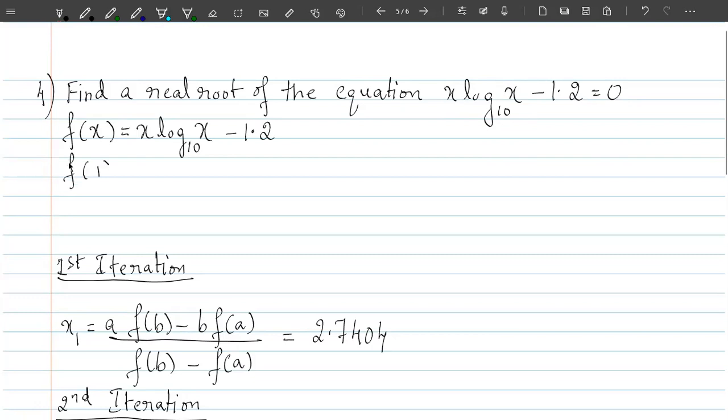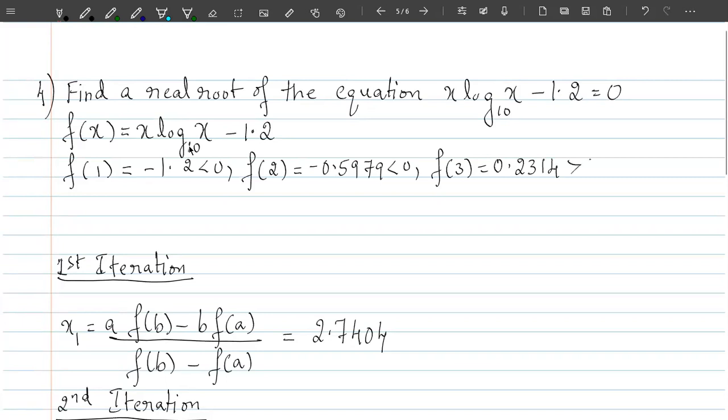So what is f of 1? F of 1 is equal to 1 into log 1 minus 1.2, which is equal to minus 1.2, a negative value. Then f of 2. F of 2 is equal to minus 0.5979, again a negative value. F of 3. F of 3 is equal to 0.2314, a value which is greater than 0.